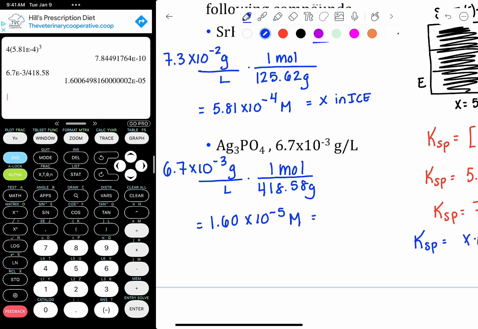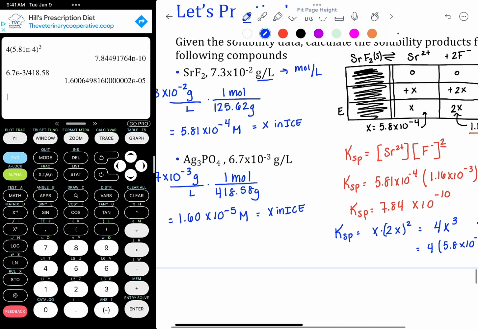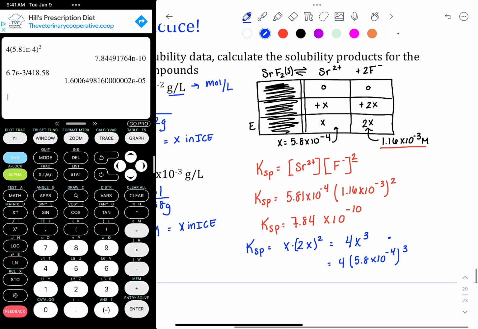And again, that value is going to be the x in our ICE table. So let's solve our ICE table here. Now I'm going to just quickly erase this.